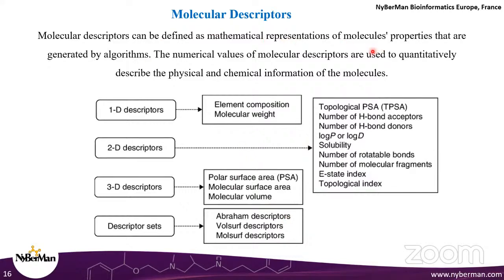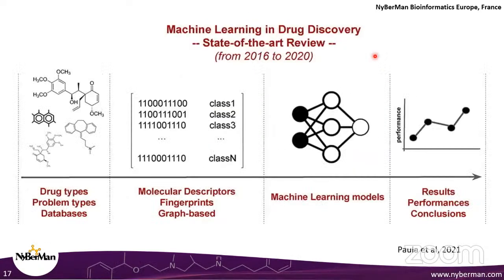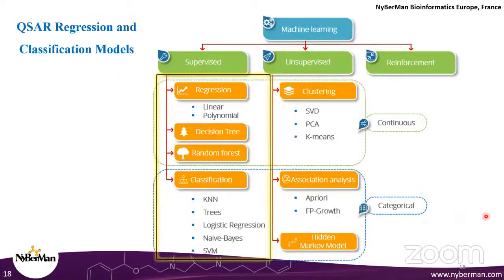So these descriptors are none other than mathematical representations of the molecules, as we discussed a few slides back. And again, the trending field now is machine learning, right? Machine learning in drug discovery is about creating machine learning models of several drug types and databases, as said in Paulo et al. 2021. They have clearly said how molecular descriptors and mathematical models will help to create a machine learning model. And from that, we have predicted pKa, performance and conclusions.